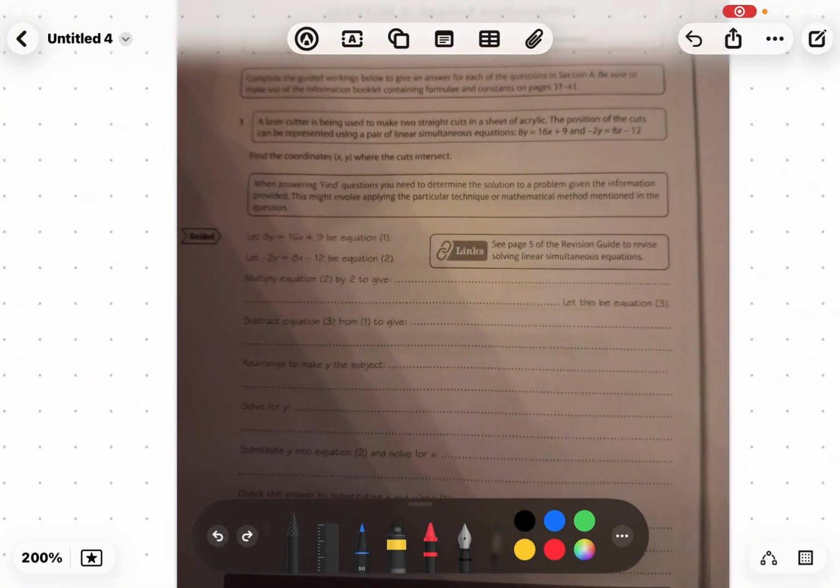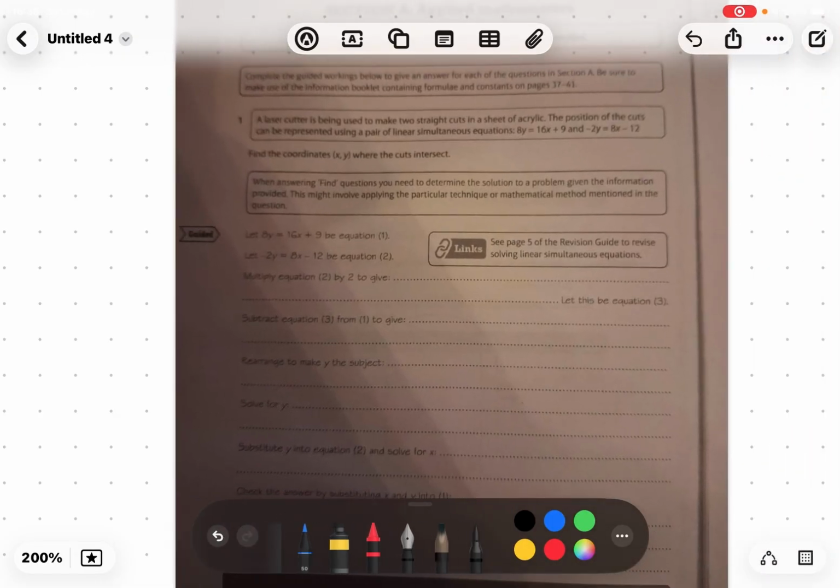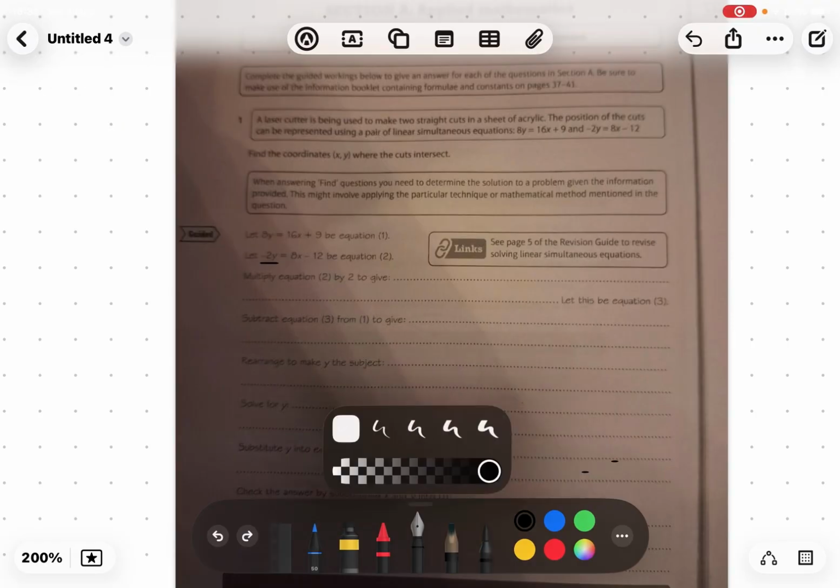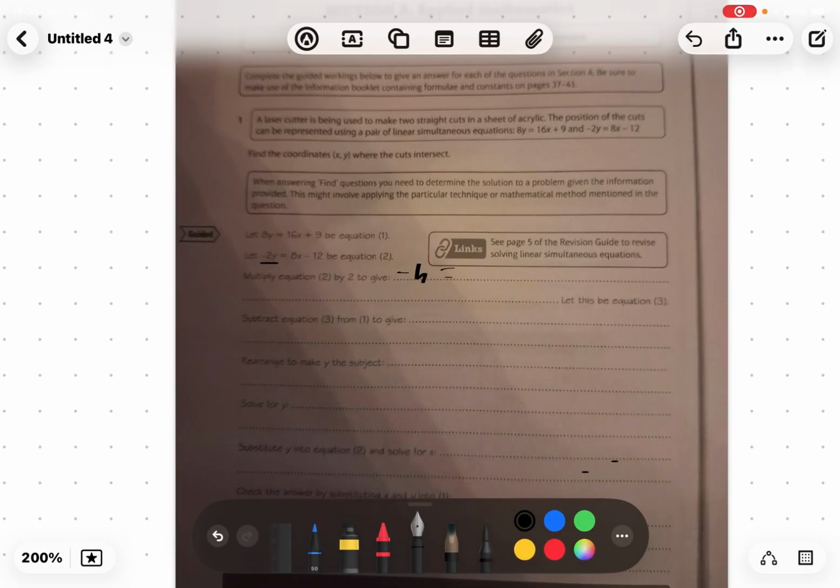So let's crack on. Over here it actually tells you what to do, because that's the whole point of the sheet. So just multiply it by 2. This by 2 is minus 4 equals, this times by 2 is 16x, take away this, 24. And we're going to call it equation 3 from now on. Now we have to subtract the equations.